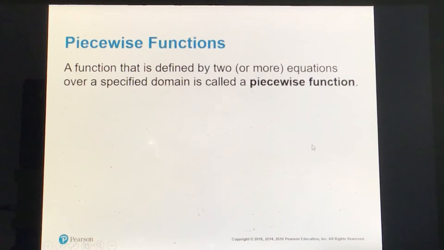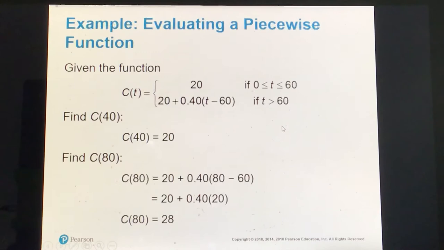Piecewise functions. Hopefully you did this in Algebra 2. I know my kids did. And here's an example, and I imagine C stands for cost, and T stands for time. I'm just guessing, all right? Given the function, what is the cost if your time is between 0 and 60 minutes? This could be like for phones or something like that. And so it would be 20, whatever. And then if you go over your 60, then it's going to be 20 plus 40 cents for every one that you go over.